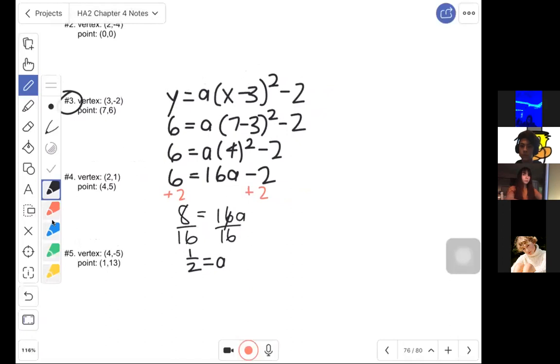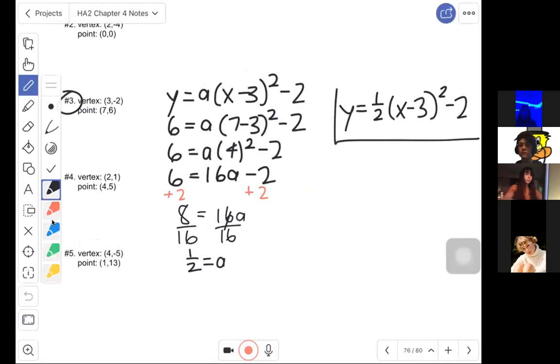So we know our A is 1/2. So we can go ahead and plug that in. So there's the equation for number 3. Remember that squared is part of that form. Questions there?